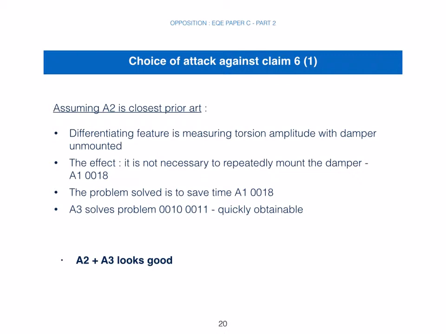This comes from the opposed patent A1, paragraph 18. The problem to be solved is to save time, also A1, paragraph 18. The secondary document A3 solves the problem in paragraph 10 and 11 and says that the solution is quickly obtainable. So the combination of A2 plus A3 looks good, and we'll now consider A3 as closest prior art.